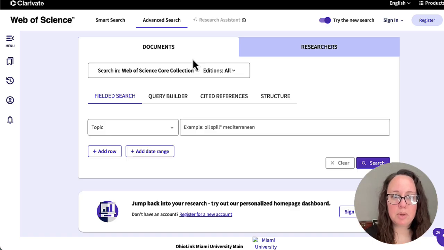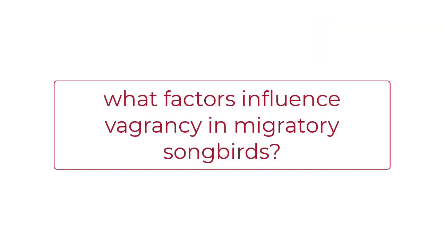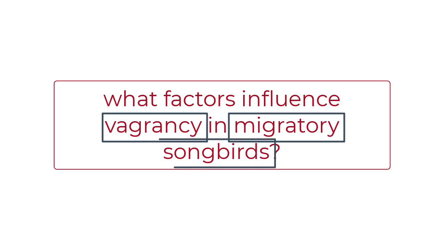When searching subtopic keyword groups in the Advanced Search, my recommendation is to search each of your subtopics separately so you have an easier time combining them later on to find relevant research that may cover different aspects of your research question. For this example, I'm going to use the research question, what factors influence vagrancy in migratory songbirds? This can be broken down into vagrancy, migration, and songbirds.